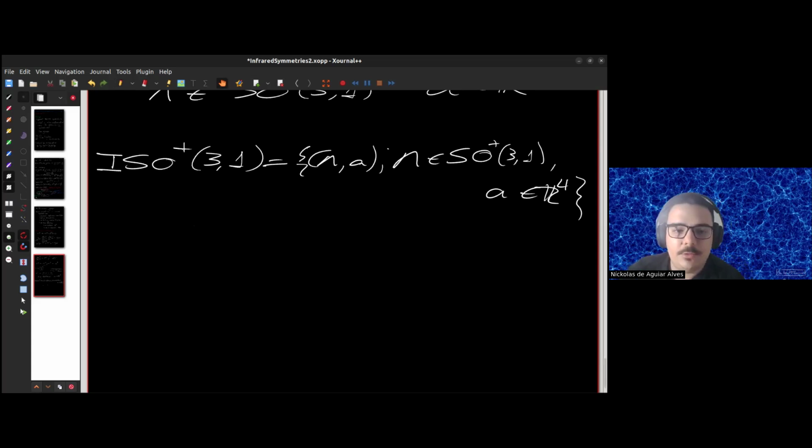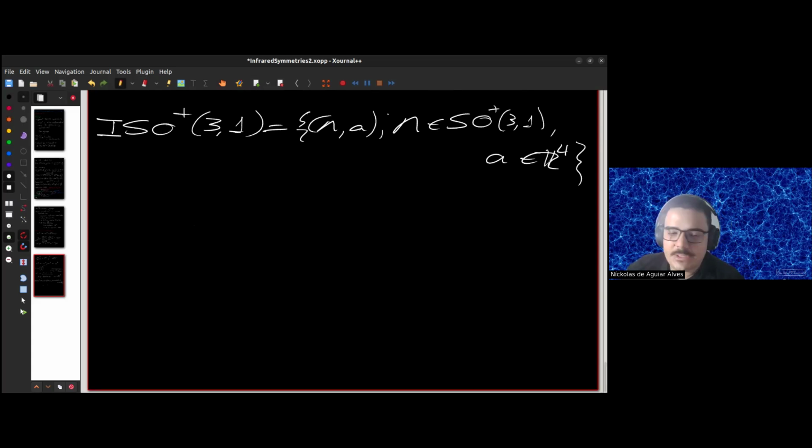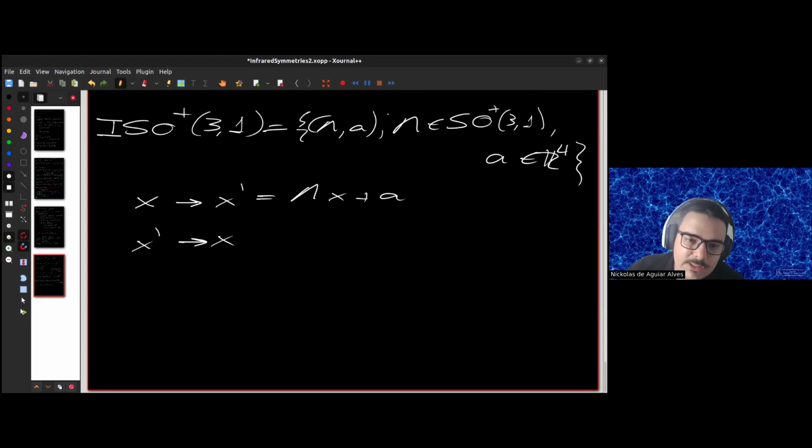To understand what is the group product, let us consider how two of these transformations compose. So first, I'm going to consider the transformation that takes me from x to x prime, which is given by lambda x plus A. Then I'm going to consider a second transformation, which takes me from x prime to x double prime, which is given now by lambda prime x prime plus A prime. So I'm considering these two transformations in sequence, and my question is, what is the transformation from x to x double prime?